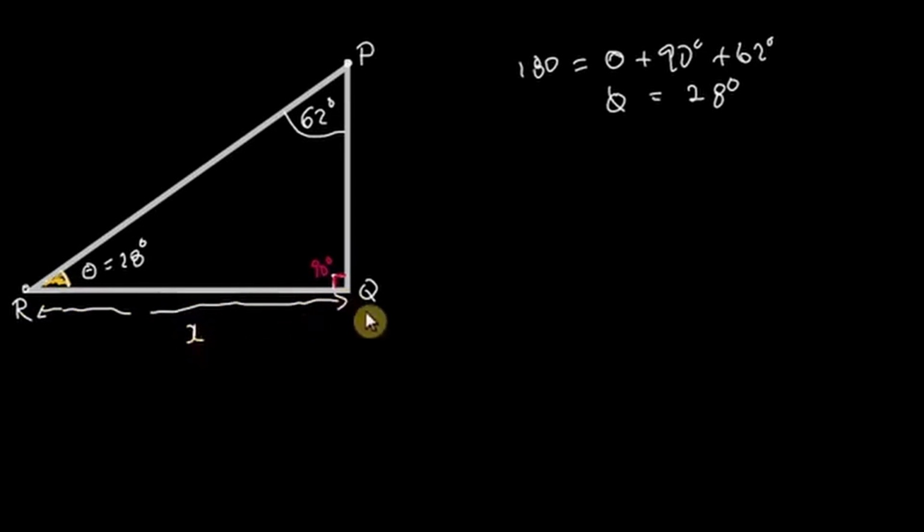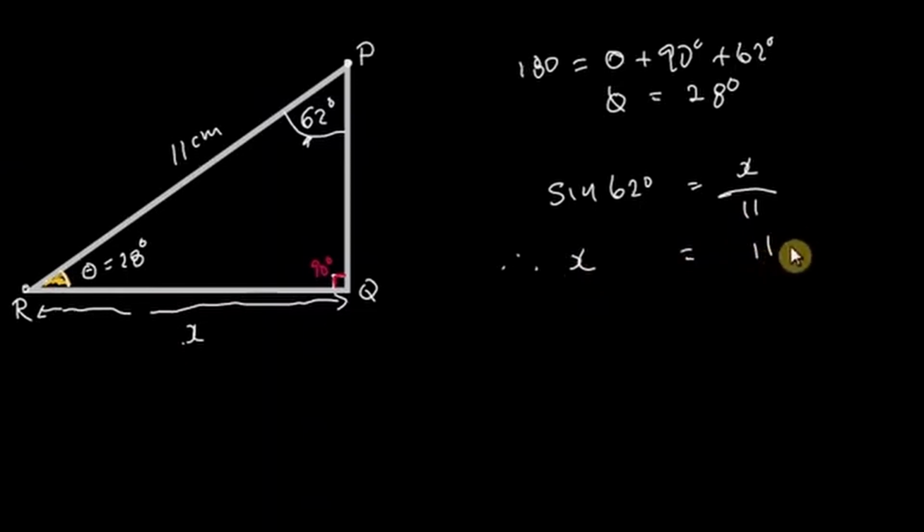Next, we are asked to find the length of a side, and this is this side. Let's call it x. So we could use the sine ratio, since we know that sine of 62 degrees, which is this angle here, is opposite, which is x, over the hypotenuse, which is given as 11 centimeters. So we could write that here. Therefore, x is equal to 11 multiplied by the sine of 62 degrees, and that works out to be 9.71 centimeters.